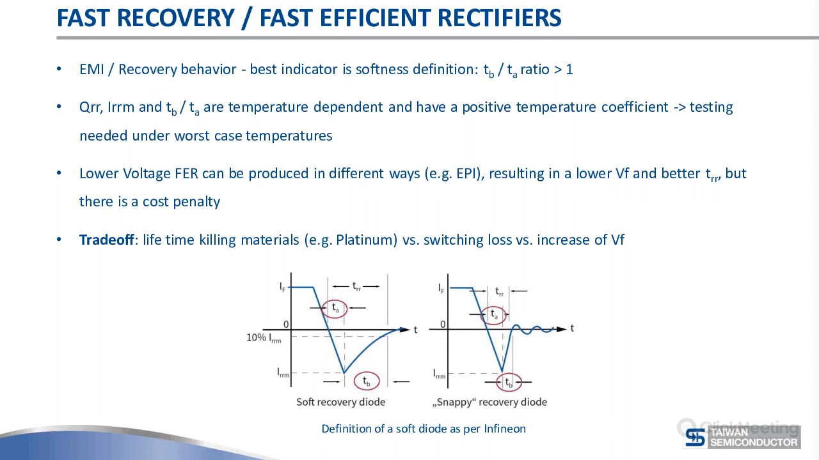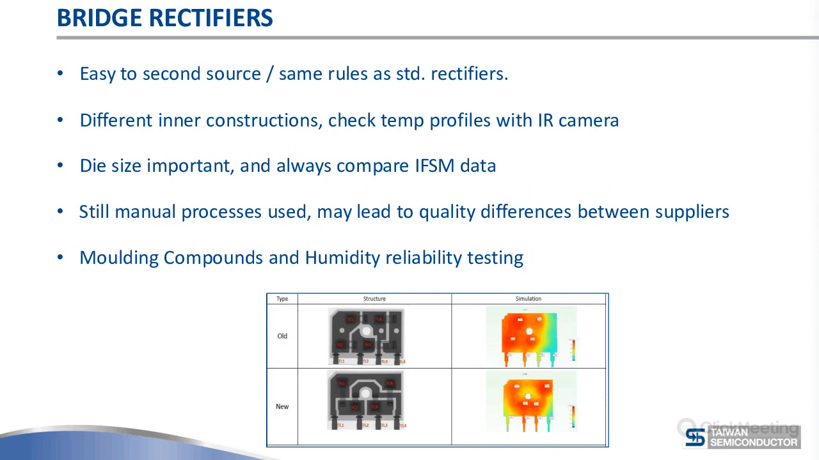The second one, of course, is that the recovery behavior is determined by the amount of lifetime killing material in the rectifier, for example, how much platinum you have. So everybody has their own recipes. Some people add a bit more, some people add a bit less. If you add more, the TRR goes down, but the VF goes up a little bit. So that's why there are always going to be minor differences between two suppliers of these products.